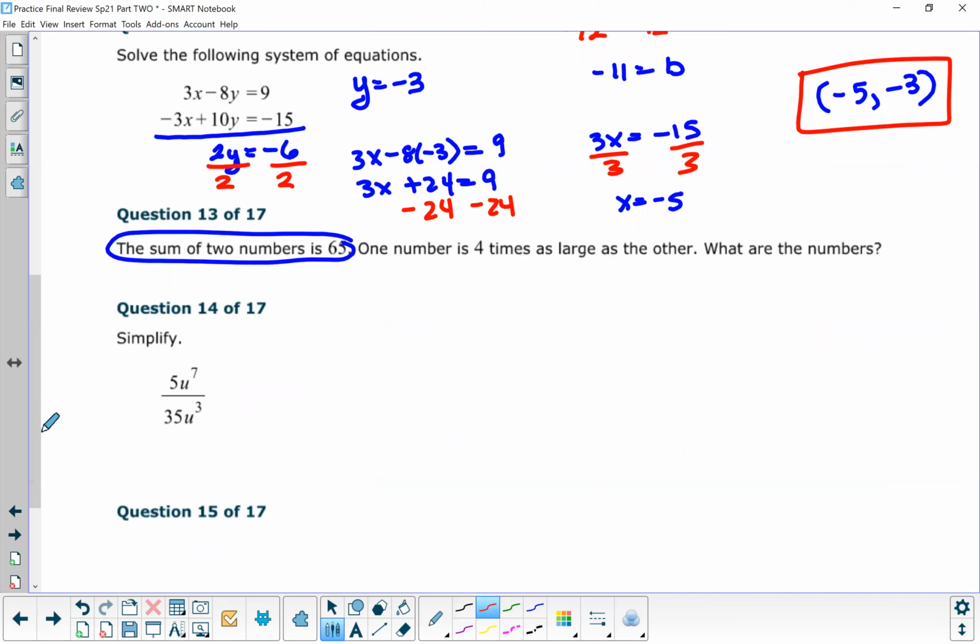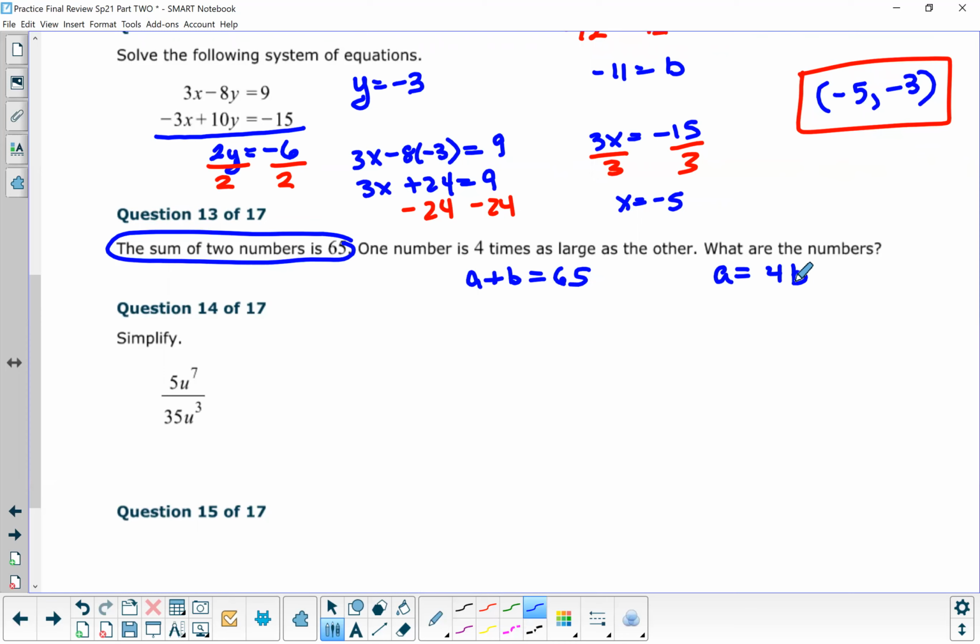All right, now to the question that I skipped to. We had the sum of two numbers is 65. So I'm going to use A plus B equals 65. Then we have one number is 4 times as large as the other, so A equals 4 times B. What are the numbers?